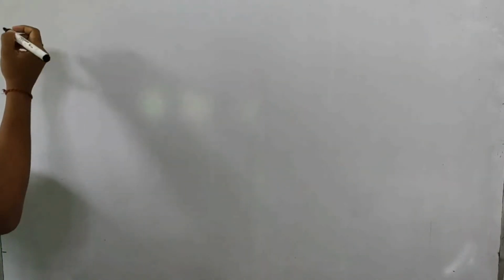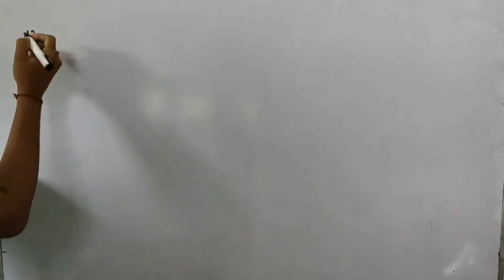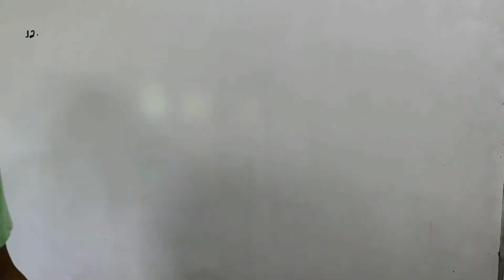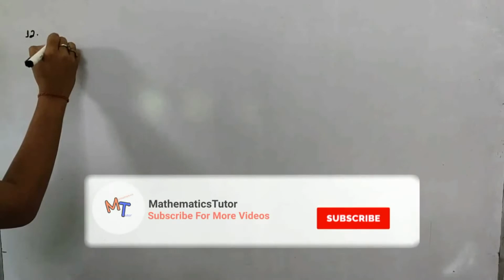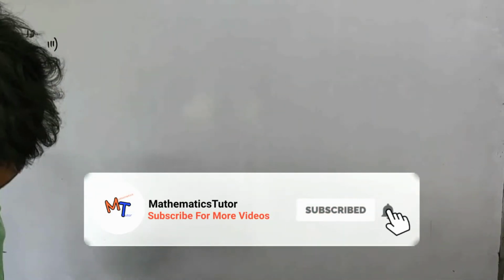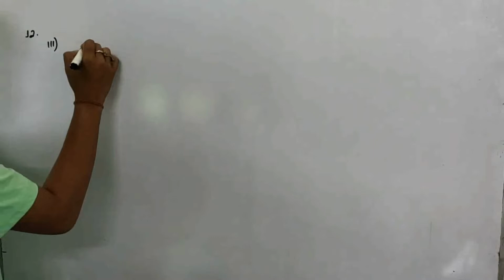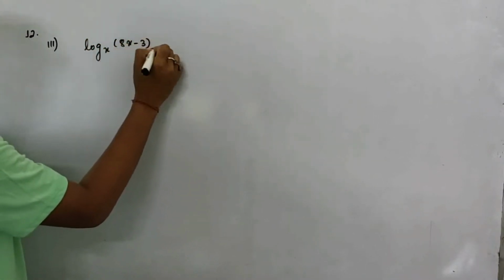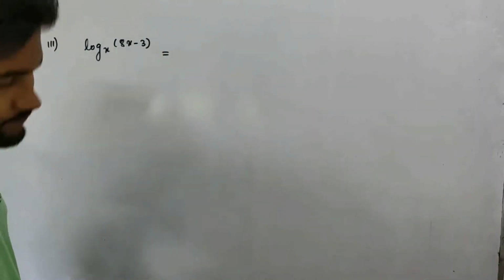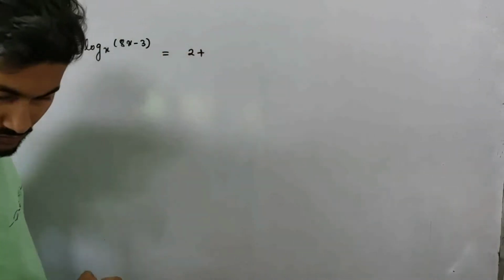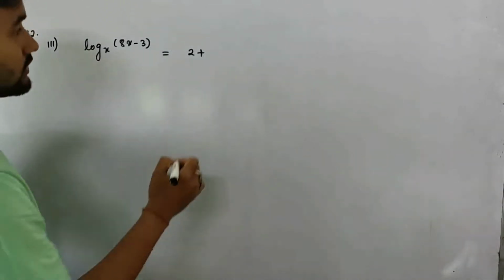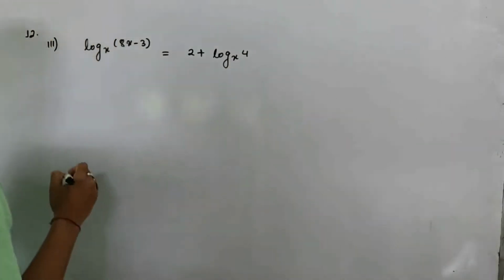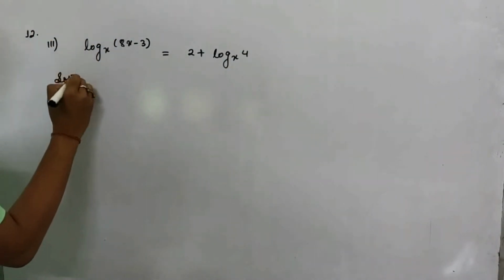Question number 12. Log 8x minus 3 to the base x is equal to 2 plus log 4 to the base x. Okay, so we have to solve. That means we have to find the value of what?